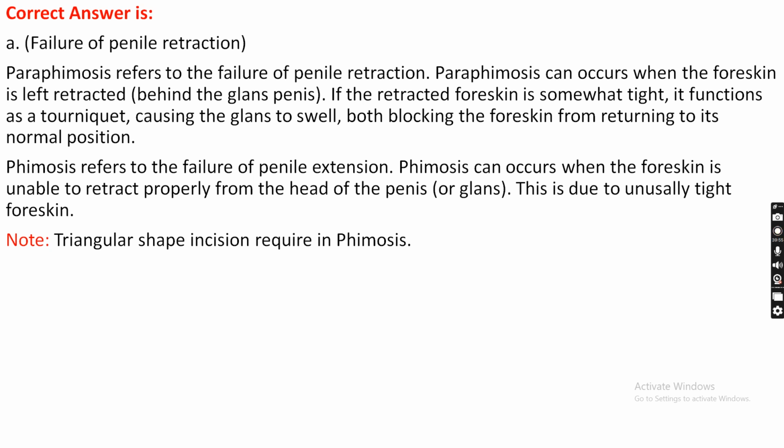While phimosis refers to the condition where there is a failure of penile extension. In this condition, the foreskin which covers the penis is unable to retract properly back, so this leads to failure of penile extension, and actually this occurs because of a tight foreskin. In such a condition, we have to give triangular-shaped incisions to correct this phimosis condition.